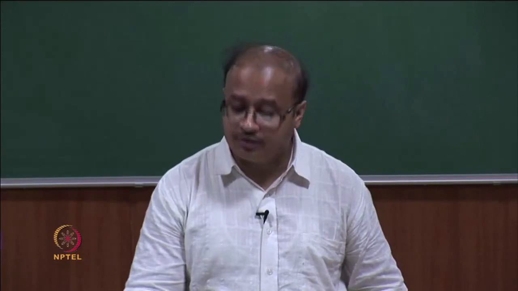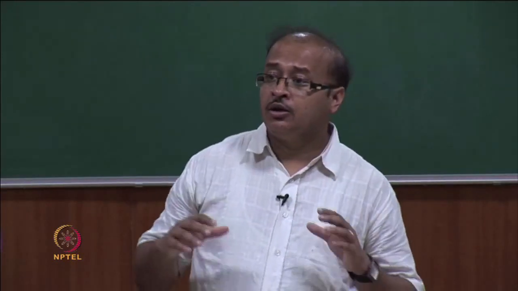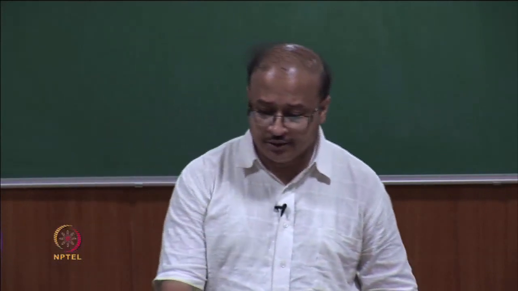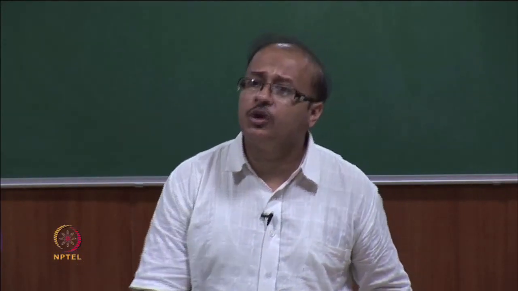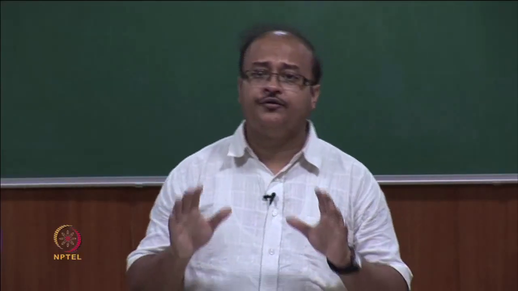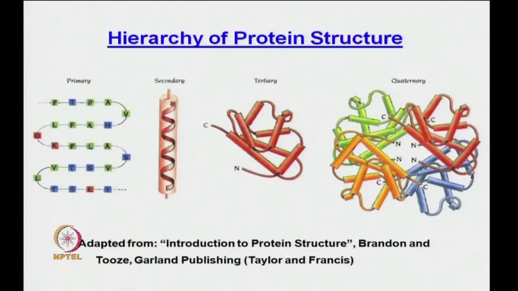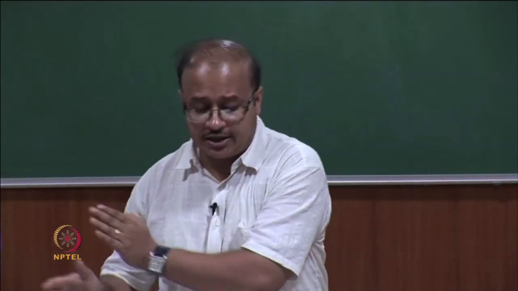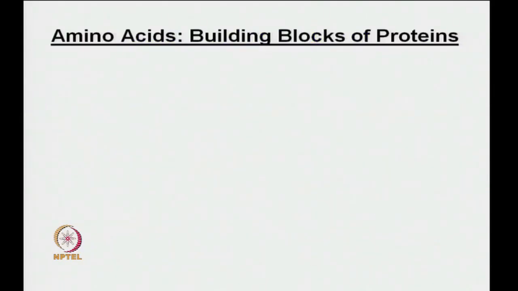Then you have the tertiary structure. What is the tertiary structure? It is essentially a packing of your different secondary structural elements. And then you have your quaternary structure. The quaternary structure itself is like a packing of your tertiary structural elements. So, these are the 4 levels of protein structure, and this is what is referred to as the hierarchy. That means you have the primary first, then the secondary, then the tertiary, and then the quaternary. Okay. Let us start looking at the amino acids.